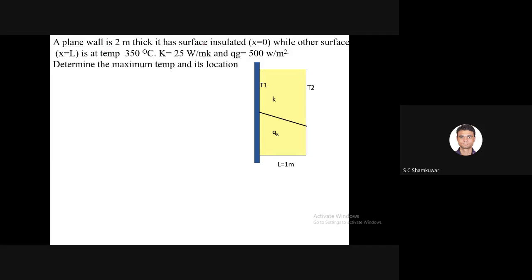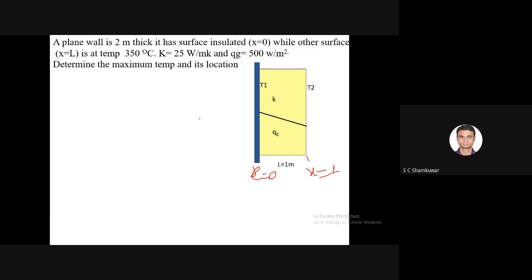So what is given? A plain wall which is 2 meters thick. It has a surface insulated. This wall has two surfaces, inner and outer. Suppose this inner surface is insulated. So here x is equal to 0, and here x is equal to L. Inner surface and outer surface. The inner surface is insulated. The outer surface is not insulated.